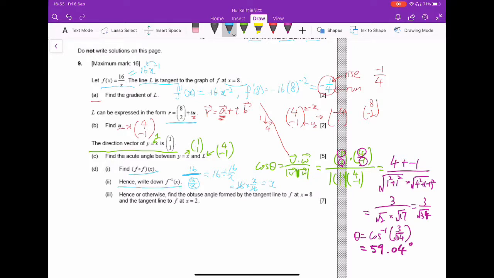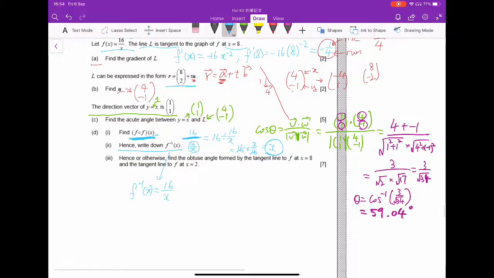And D says hence write down the inverse of f. Now, when the exam uses the words write down, it hints that you should know the answer right away. You do not need any kind of calculation. As a matter of fact, the inverse of f is f itself. So it's exactly 16 over x. Why? Because from above, we know that f circle f is x. Whenever a function composite itself gives you just x, that function is a self-inverse function. It means the inverse of that function is just the same as the original function.